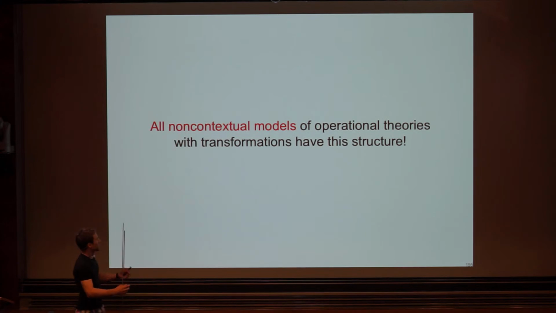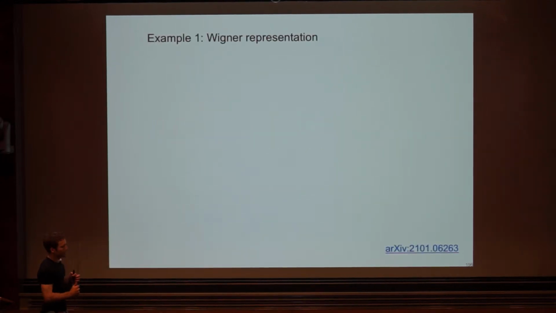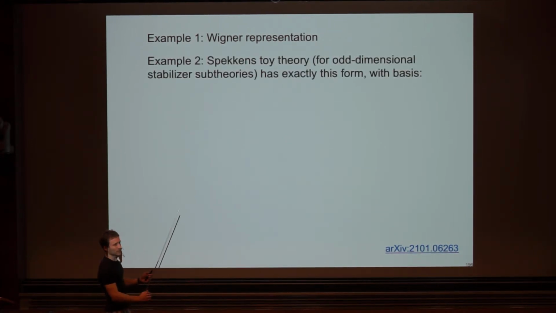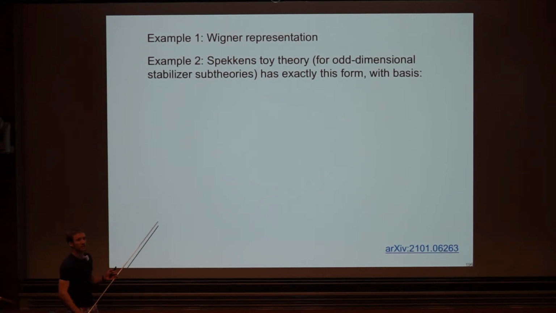And of course, again, non-contextual models have to have the exact same structure, where you first quotient, and then you pick a frame, and then you do the construction. And some of the familiar examples of quasi-probability representations that you've seen have exactly this structure, of course, because they satisfy the assumptions in our definition of quasi-probability representation.